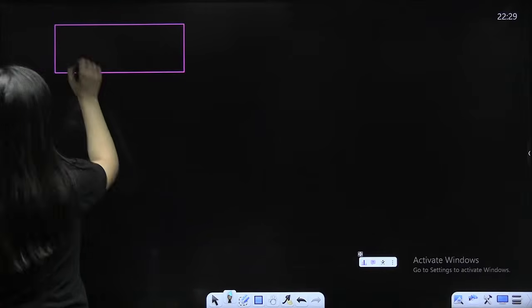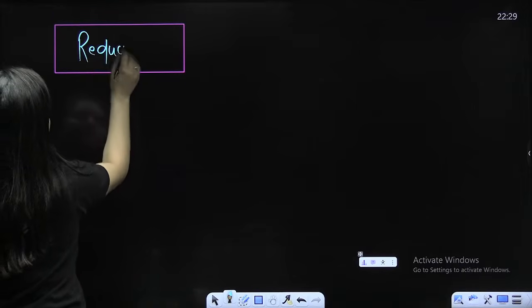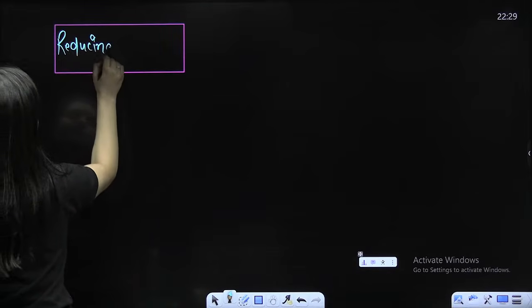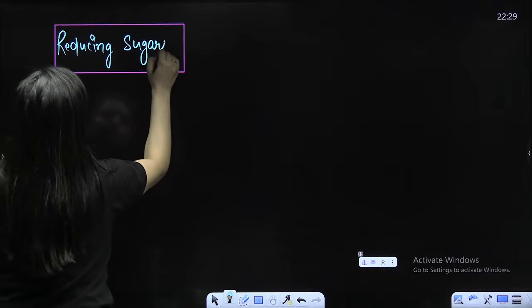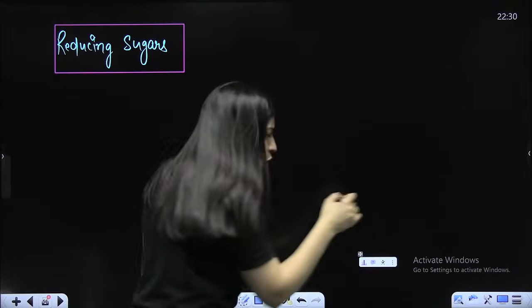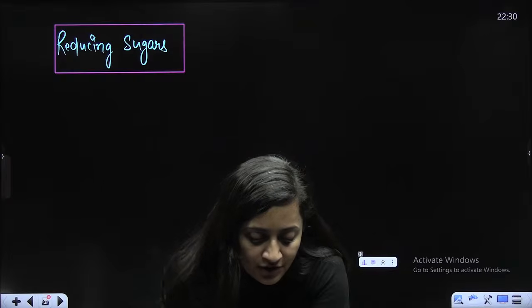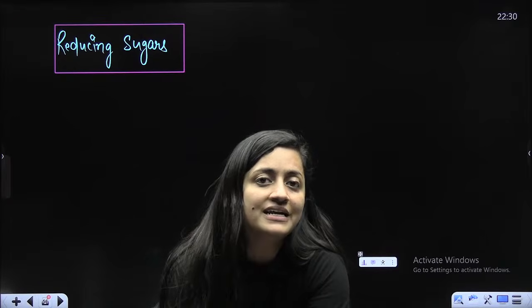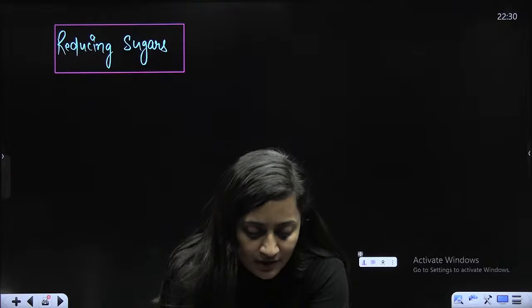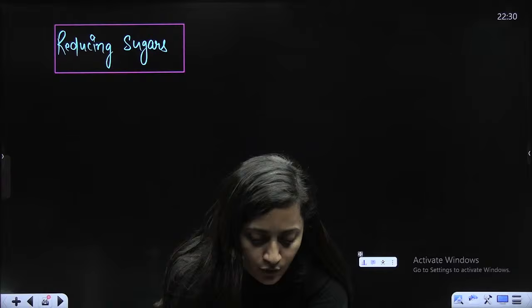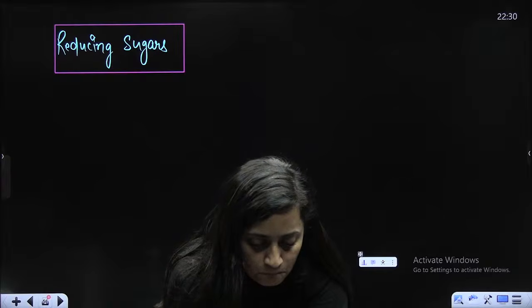Now we are talking about the reducing sugars. I told you initially that I would finish these details and then we would talk about that. Reducing sugars: all or most of the monosaccharides are reducing sugars. What is the meaning of reducing sugar? They have a free aldehyde or free ketone group. Do you know that?